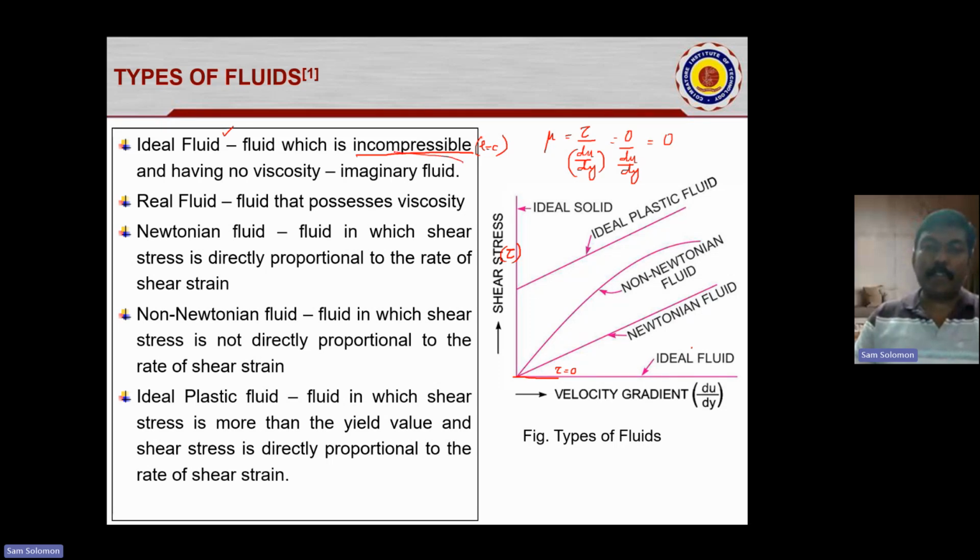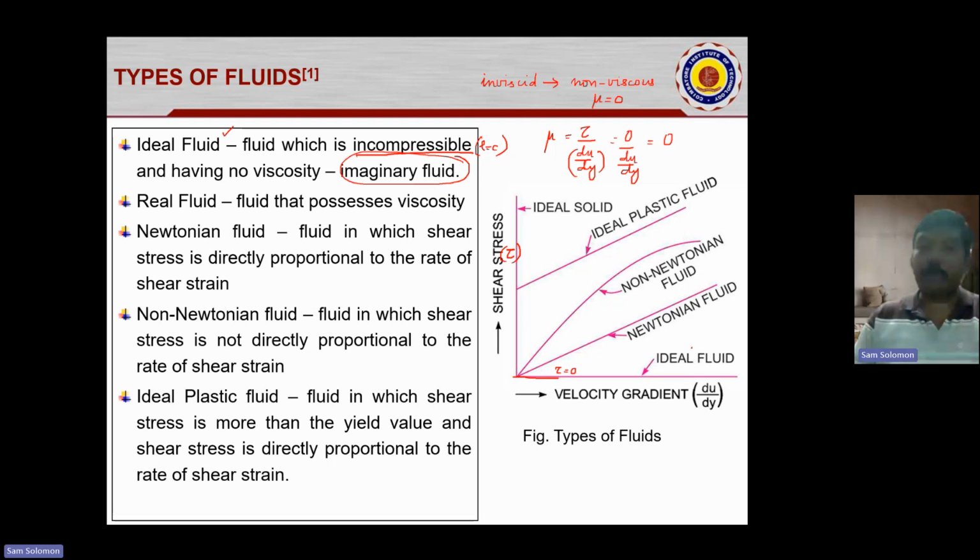And it is very clear that this fluid is going to be an imaginary fluid, because none of the fluids in nature are going to be inviscid. So we use a term called inviscid. This means non-viscous. Non-viscous is nothing but your viscosity is equal to 0. So all the fluids in nature are going to be real fluids. A real fluid is a fluid that possesses viscosity.